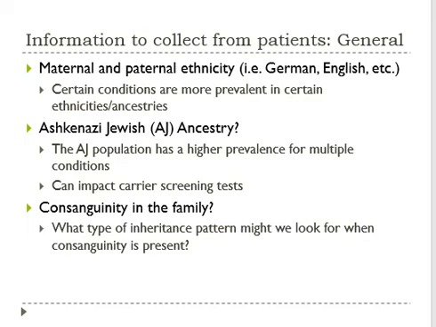The Ashkenazi Jewish population has a higher prevalence of a number of inherited disorders, and so it can impact carrier testing. If an individual even has one grandparent that's of Ashkenazi Jewish descent, it's important to document that, and often it needs to be asked separately. And then finally, ask about consanguinity of the family. If the answer is yes, we have to document exactly where the consanguinity is.